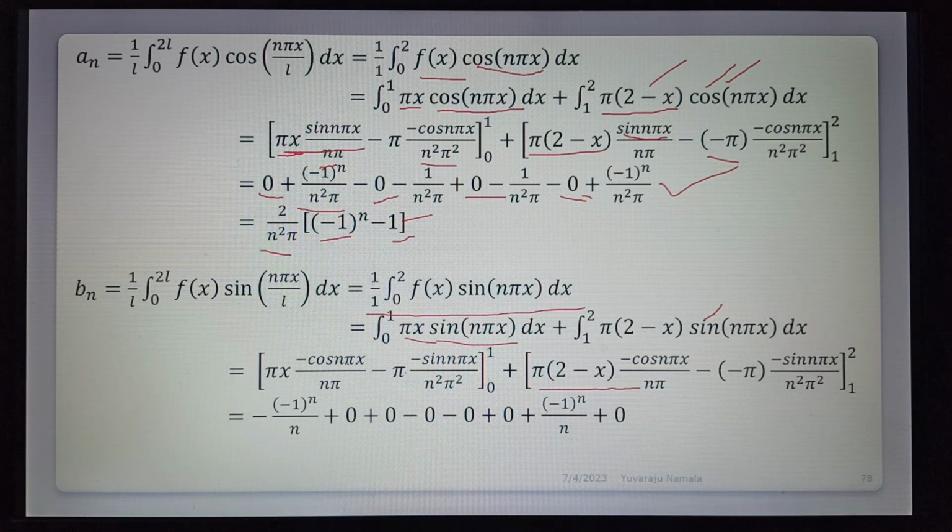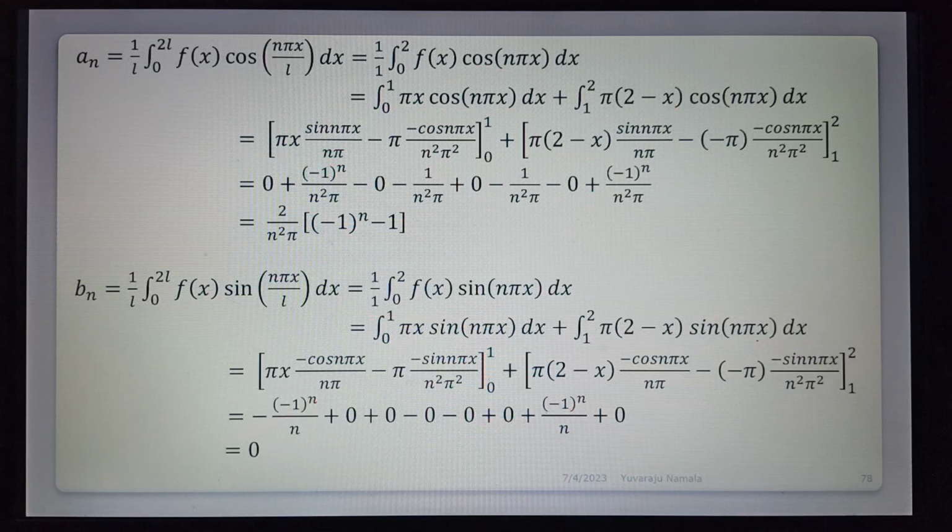First one, x is equal to 1, here pi cancels, minus 1 into minus 1 by n. Next sin n pi is 0. Lower limit x is equal to 0, so 0, sin 0 is 0. Next, here x is equal to 2, so 2 minus 2 is 0, sin 2n pi is 0. Lower limit 1, 2 minus 1 is 1. Here minus of minus is plus cos n pi by n pi. Here pi cancels, cos n pi is minus 1 power n, by n. Next sin n pi is 0. The simplification is 0. These both cancel here. This one cancels. So b_n is equal to 0.